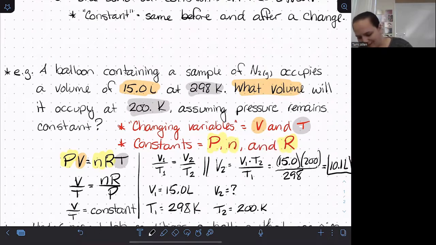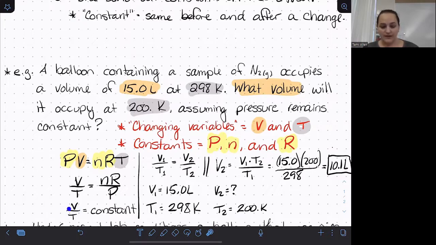Whatever, good enough, is about 10.1 liters or so. So the first thing we needed to do was identify what is the relationship between these two variables. They are directly related to one another. So V over T or T over V will work exactly the same way. So if you had done this where you moved V over here and N and R over here, that's also totally fine, and you'll come up with exactly the same answer.